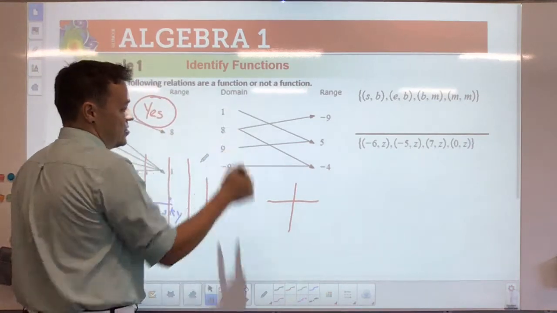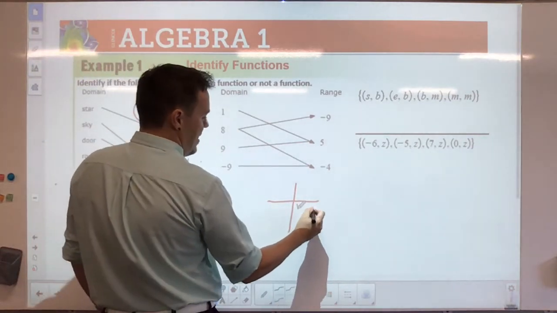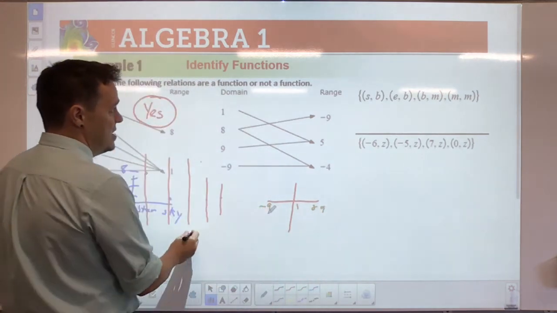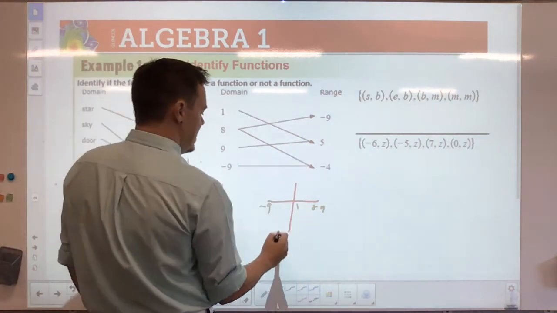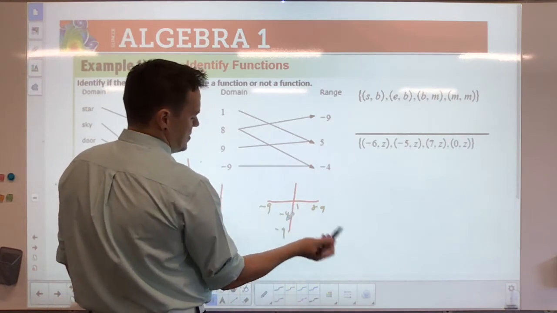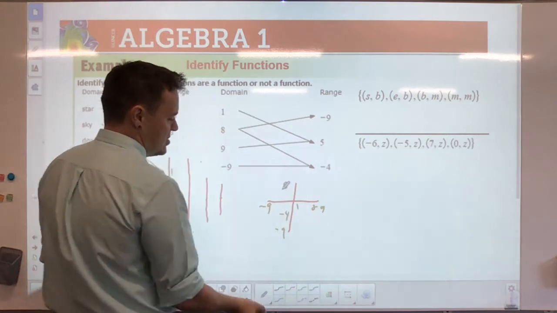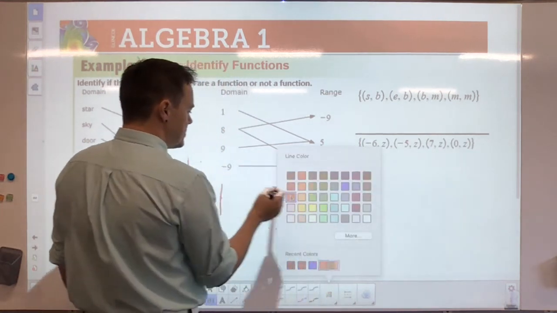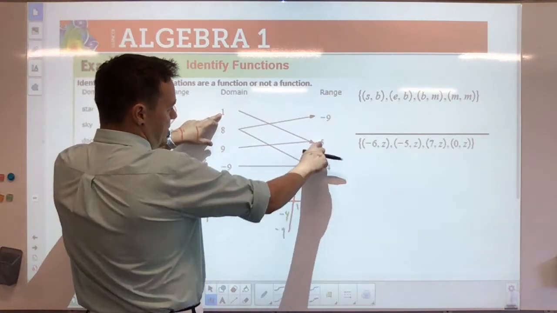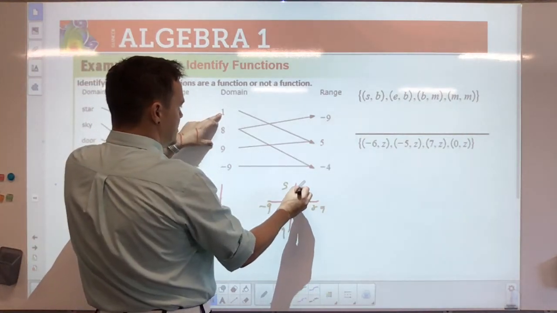So just remember that. All right, domain would be 1. Then I'd have an 8 and a 9, something like this, and over here it would be -9. And then range would be, I got a -9, so negative down here, I got a -4 somewhere around there, and a 5, right? So what you need to do now is plot out your points, right? So at 1 over, 5 up. So 1 over, 5 up, sweet.